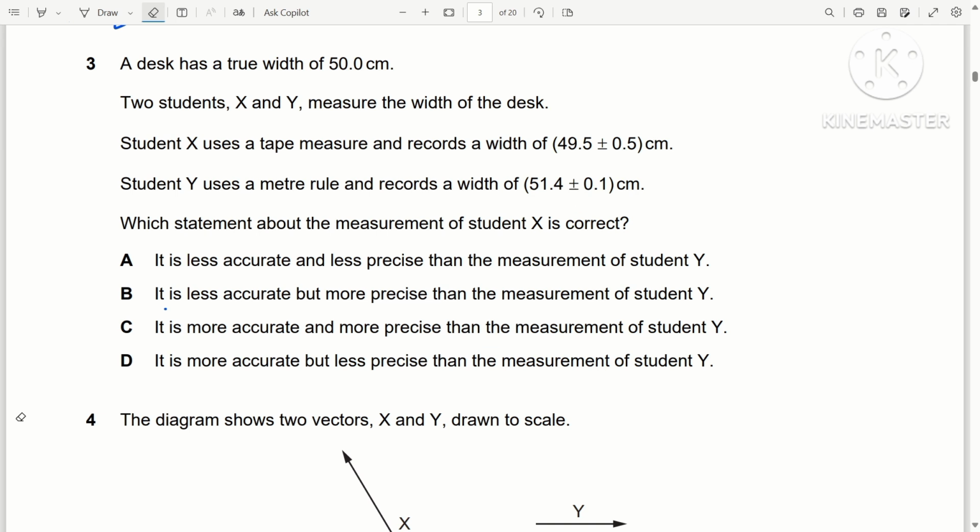Now in more accurate there are two options, C and D. Now if you see here it is 0.5, so precision is not there in the measurement of X. So it is more accurate but less precise. So option D is the correct one.